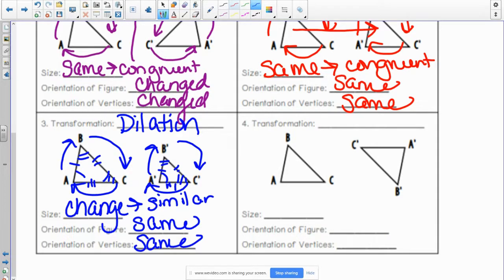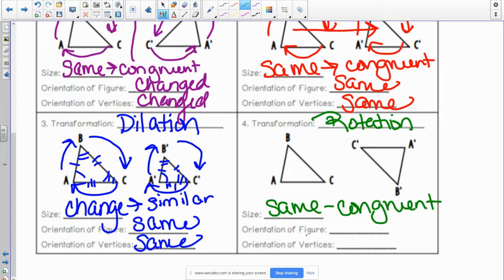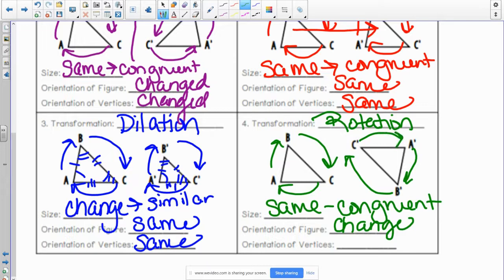And the last one, not hard to guess, it's the only one left. It must be the rotation. So the turn. If you look at the size of this triangle, they're exactly the same size, so they stay congruent. Orientation of the figure definitely changes because that's the point of a rotation, so it's going to change. And our vertices, again, this is clockwise. We'll check A prime to B prime, B prime to C prime, C prime to A prime. Still clockwise, so we have it the same.